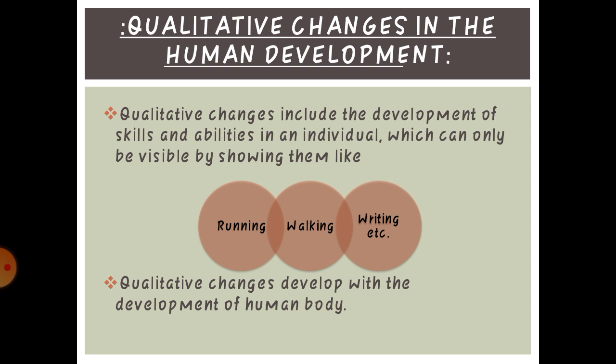The next one is qualitative change. Qualitative change includes the development of skills and abilities in an individual, which can only be visible by showing them, like running, walking, writing. These skills can only be seen by showing them. They can't be visible without showing them, without an expression. Qualitative changes develop with the development of the human body, like the development I have told. It develops with the passage of time. By working on it, it gets polished.